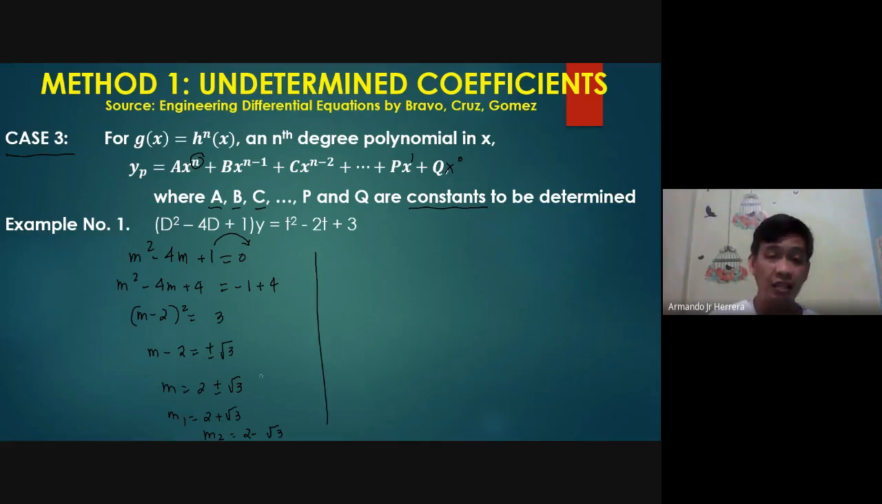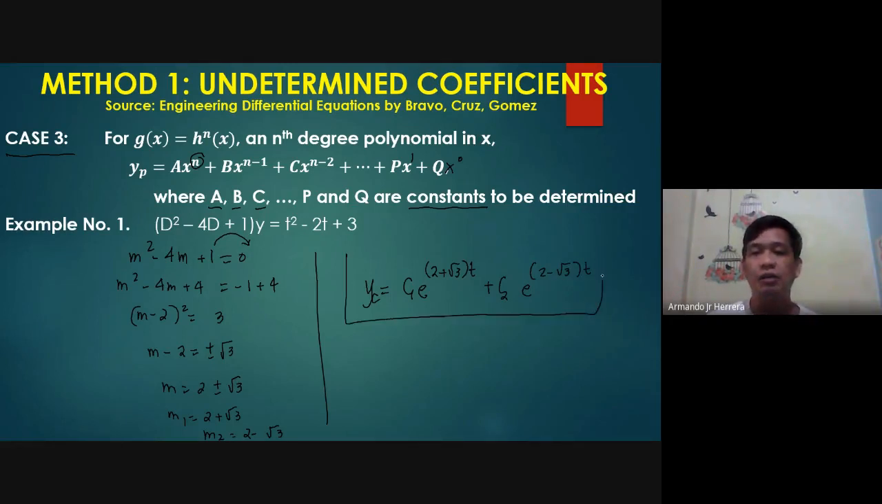So this is not complex conjugate kasi wala naman tayong imaginary number. So this is distinct real roots. So that's case 1 ng ating homogeneous solution. So y_c is equal to c1 e to the (2 plus square root of 3) t plus c2 e to the (2 minus square root of 3) t. So that will be our general solution for y_c. So let's proceed with our y_p.